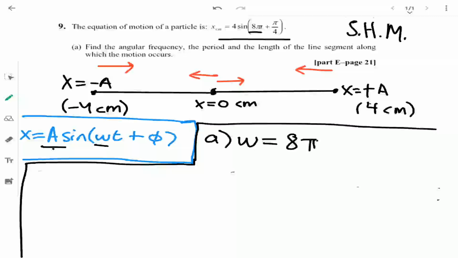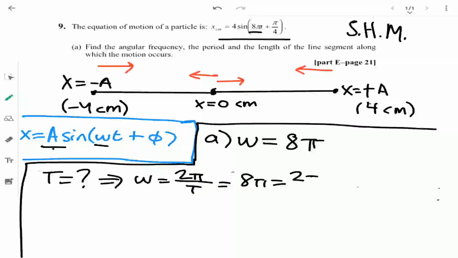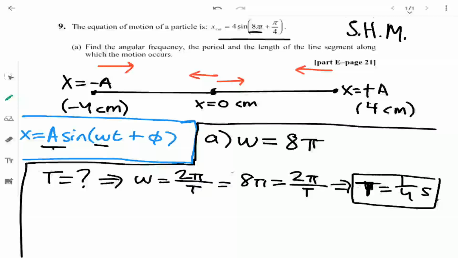Next part asks us what's the period. Period is capital T. So what is the period? Well, we should remember from last year that omega equals 2 pi over T, right? Substituting, we get 8 pi equals 2 pi over T. And when we solve, we get T equals 1 over 4 seconds, because that's the unit of period. So what the period means is the time it takes from 0 to plus amplitude to minus amplitude to back to 0. So one full cycle, the time it takes to complete that is the period.